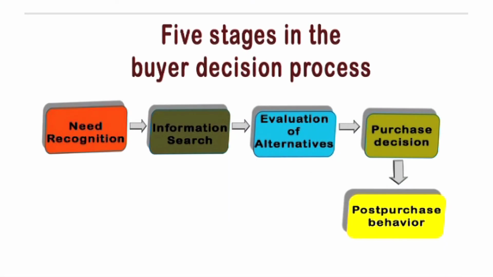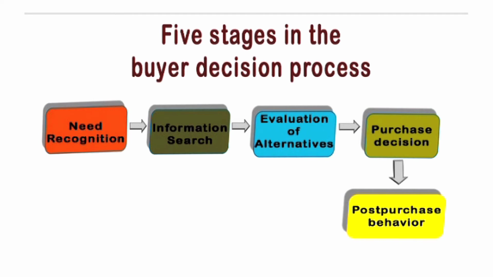After the types of buying decision behavior, let's move to the buyer decision process. The buyer decision process is divided into five different stages. First, need recognition. Second, information search. Third, evaluation of alternatives. Fourth, purchase decision. And finally, the post-purchase behavior. Let's have a look at each of these different stages.